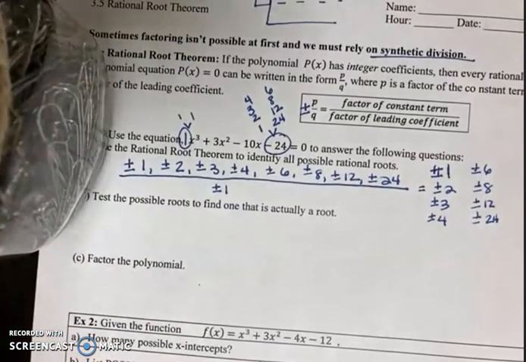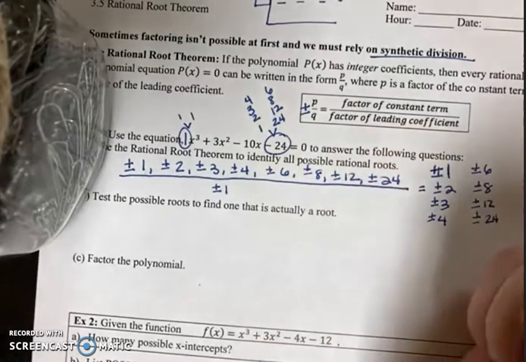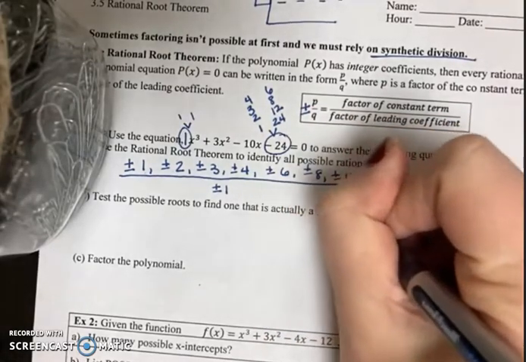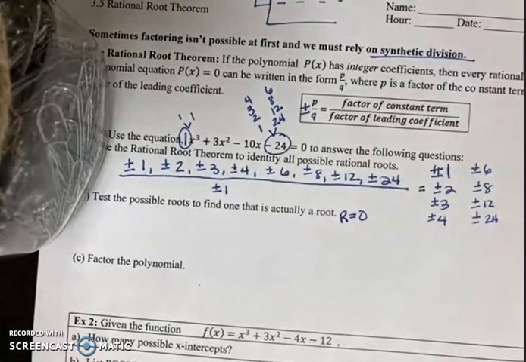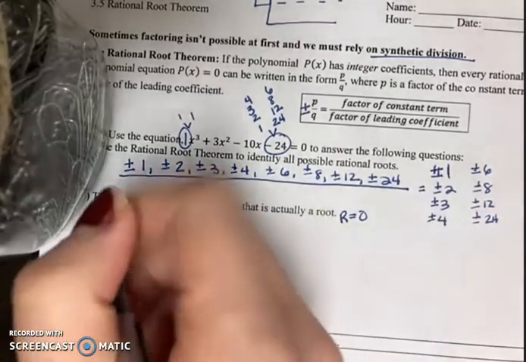How do I know if one of these is an actual root? Well, you might remember from our 3.4 notes, we discussed that something is a factor or a root if, using synthetic division, we find out that the remainder is equal to 0. So the way we have to test this is using synthetic division. Let's say I want to test a positive 1.